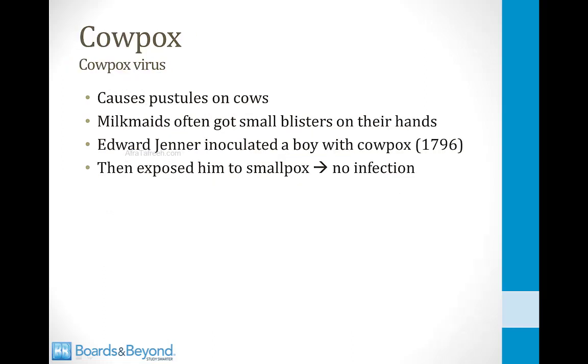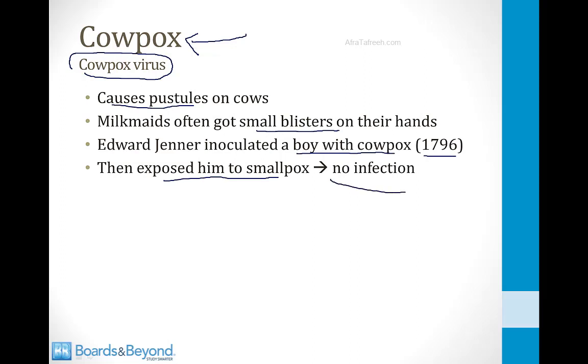There's a member of the pox virus family called the cowpox virus, which causes, obviously, a disease called cowpox. This is a disease of cows where they develop pustules, and this is a very important disease historically because it's from this disease that the concept of vaccination was created. So milkmaids often got small blisters on their hands from taking care of cows who had cowpox. So a man named Edward Jenner noticed that milkmaids almost never got smallpox. So he did a very bold and daring thing, and he inoculated a boy with cowpox in 1796. Then he exposed that boy to smallpox, a very dangerous thing to do, and the boy did not get an infection. And so it was from this little experiment on this little boy that the idea of vaccination was created.